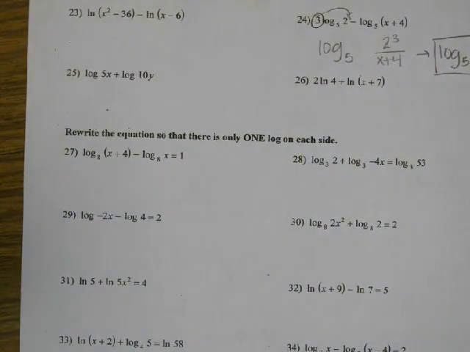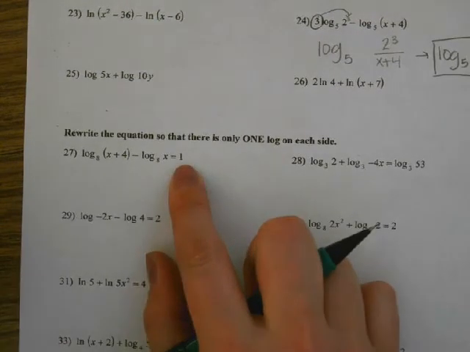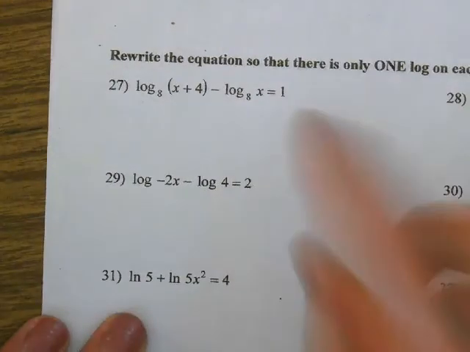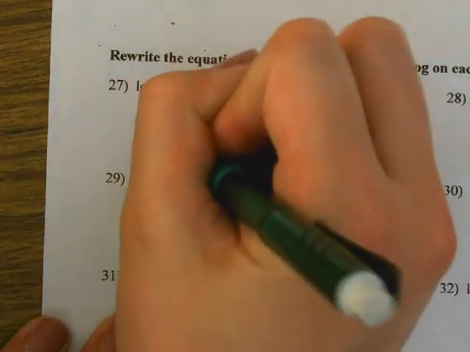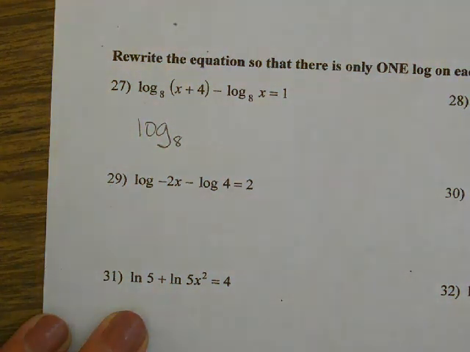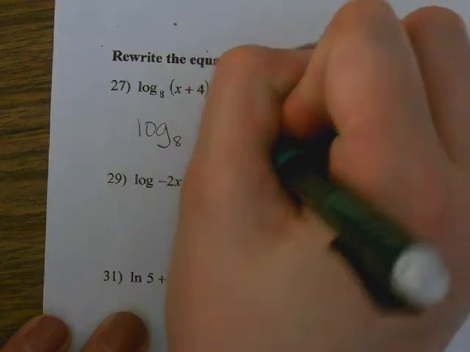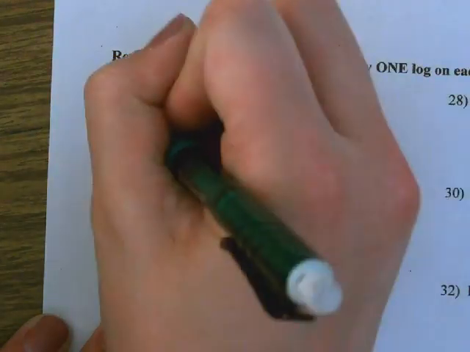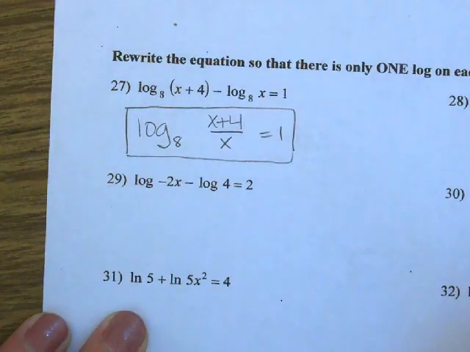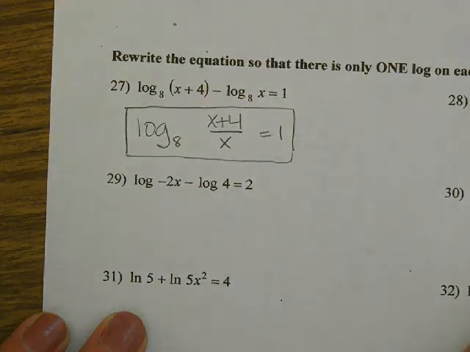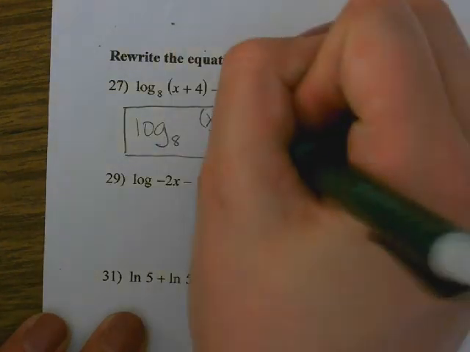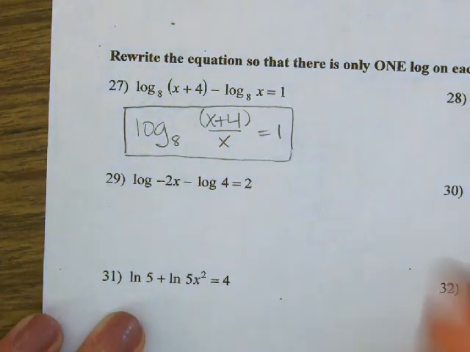So if you look at number 27, I can see that the right side doesn't have any logs at all, so the right side is good. The left side has 2 logs, so I want to condense it down to 1. So log base 8 of ... equals 1, and then this one's done. That equation is ready to go for us to learn how to solve it in a little bit. Can you not cancel out the x's? You can't, remember, because this one has parentheses around it, and those are factors that don't cancel.